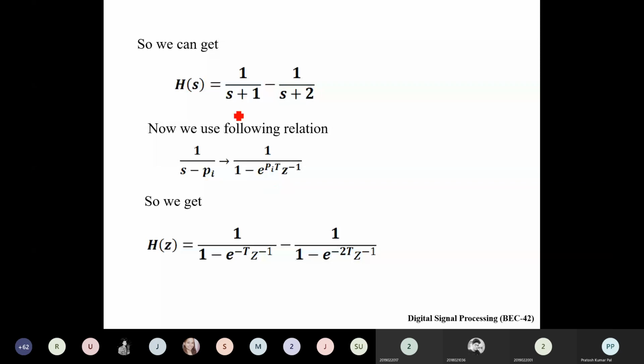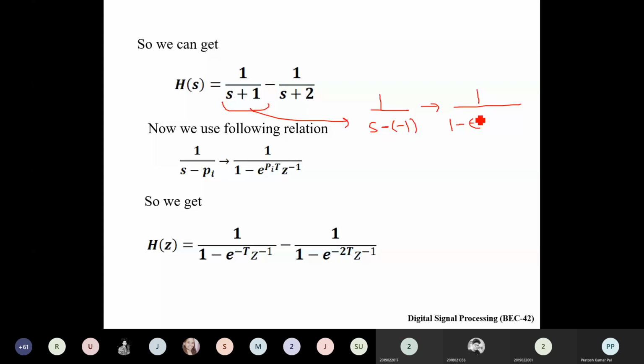minus 1, you can write it, and in terms of digital, it will be replaced by 1 upon 1 minus e to the power pi. So this pi is minus 1, so it will be represented as minus 1. Okay, and this t is already given, 1 second is given, so it will be e to the power minus 1, z to the power minus 1. So this will be the first term. So the first term will be replaced by this one.